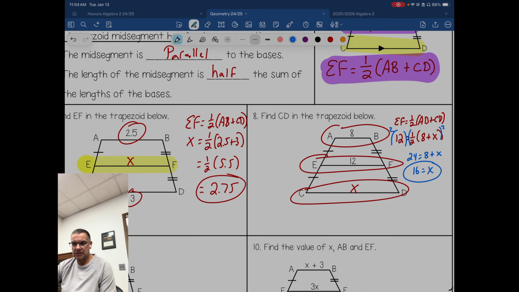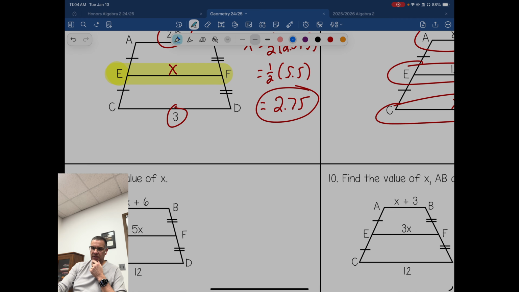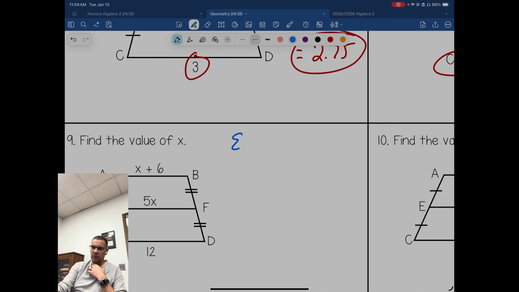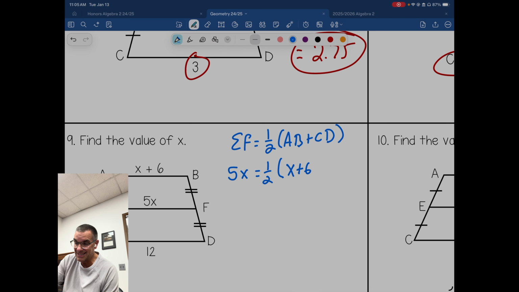Now, something I always like to say about geometry is that concepts don't change. What changes in geometry is the level of algebra that you have to do. And that's what's going to happen in this next problem. But if you keep our formula in mind, that EF is equal to 1/2 of AB plus CD, and you just use substitution, it makes it not that bad. So again, our mid-segment is EF in this one. Our bases are AB and CD. I can replace EF with what I know it is. It's 5X. Our 1/2 stays the same. AB is now X plus 6. And CD is 12.